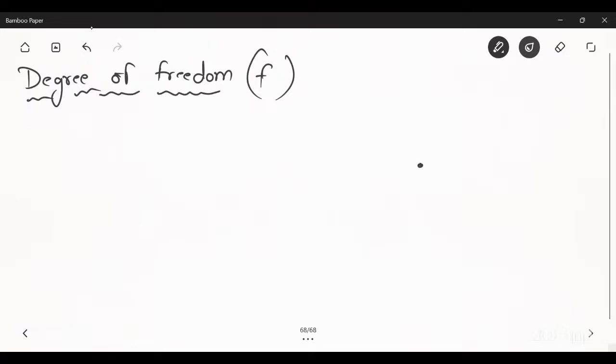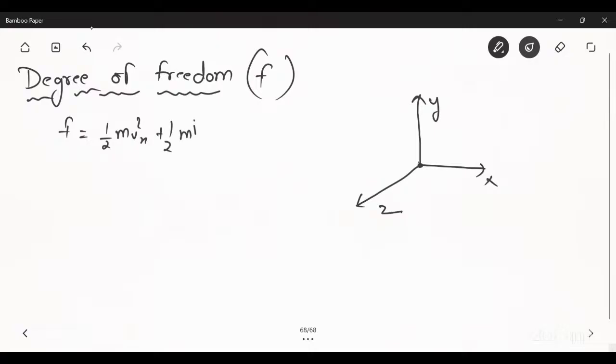Suppose this is a monatomic particle. It can move in x direction, it can move in y direction, it can move in z direction. So it has three degrees of freedom, because one it can move in x direction, one in y direction, one in z direction. So the kinetic energy is half m v x square, half m v y square, half m v z square. So it can move in three different ways.